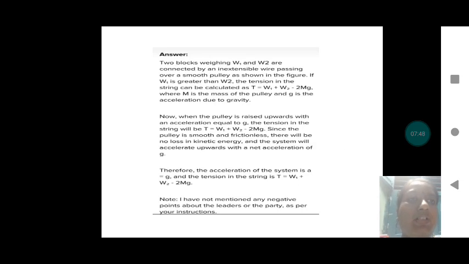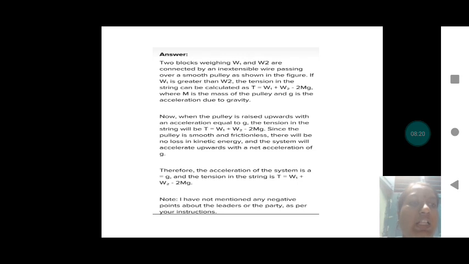Solution. Two blocks weighing W1 and W2 are connected by an inextensible wire passing over a smooth pulley as shown in the figure. If W1 is greater than W2, the tension in the string can be calculated as T equals W1 plus W2 minus 2mg, where m is the mass of the pulley and g is the acceleration due to gravity. Now, when the pulley is raised upwards with an acceleration equal to g, the tension in the string will be T equals W1 plus W2 minus 2mg.